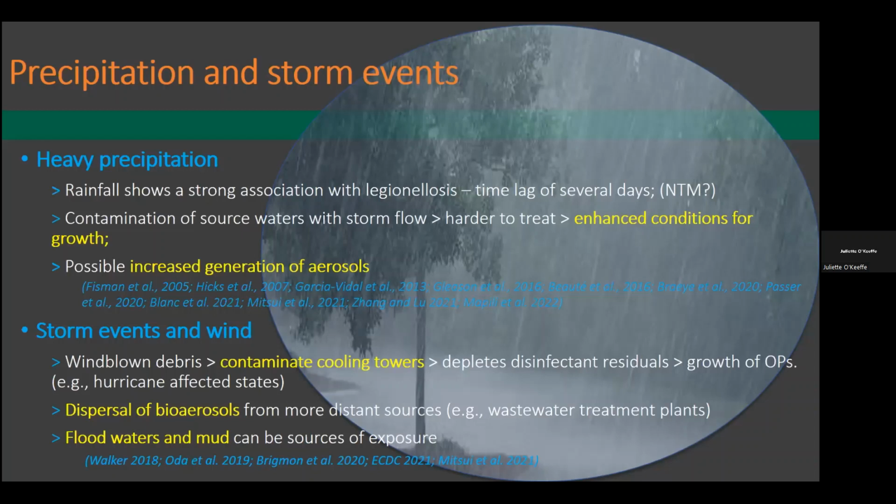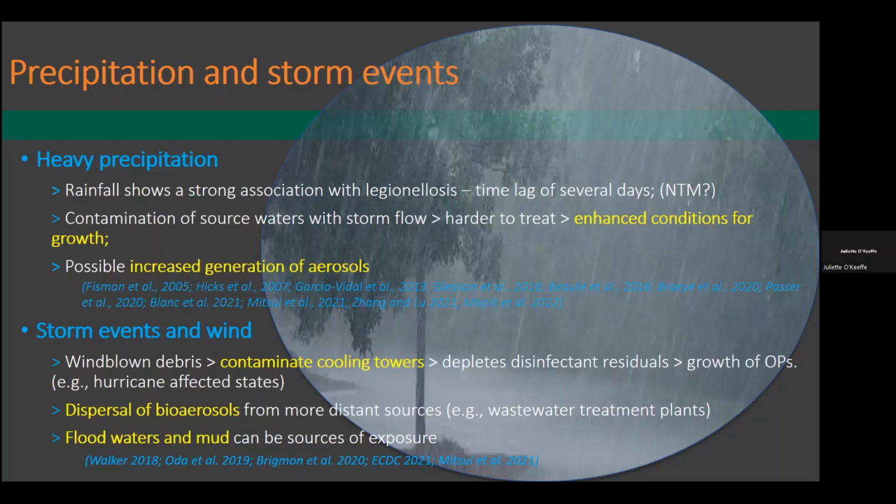During storm events and wind, we know that wind-blown debris has been found to contaminate cooling towers. And so that depletes disinfectant residuals, and it also allows for more nutrients and things for those organisms to consume and grow. Storm and wind events can also increase dispersion of bioaerosols from cooling towers or more distant sources. And there's a couple papers now that are pointing to wastewater treatment plants as potential sources of Legionella exposure.